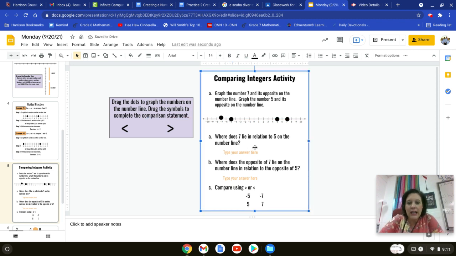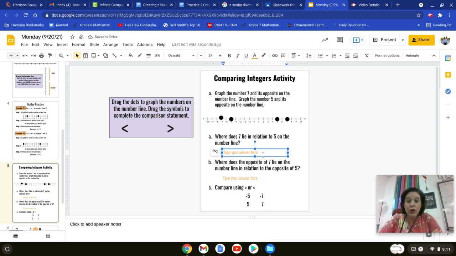Where does 7 lie in relation to 5? Now, you're going to have to do this on your own. So I'm going over it with you, and then you're going to do it on your own here in just a minute. So where does 7 lie in relation to 5? 7 is on the right. So therefore, 7 is bigger.